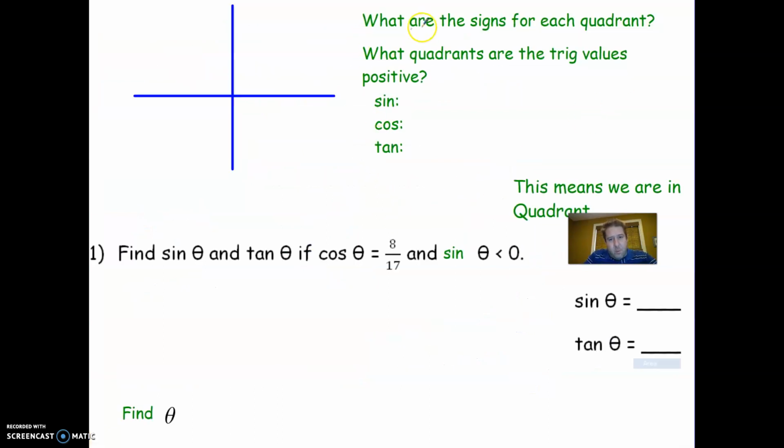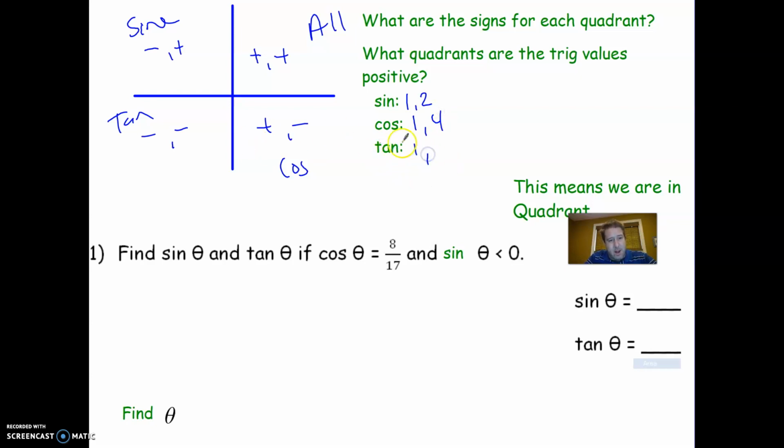So what are the signs for each of the quadrants? This is positive, positive, this is negative, positive, this is negative, negative, and this is positive, negative. In what quadrants are the trig values positive? All of them are positive in quadrant 1, only sine in 2, only tangent in 3, only cosine in 4. Sine is positive in 1 and 2, cosine is positive in 1 and 4, and tangent is positive in 1 and 3.